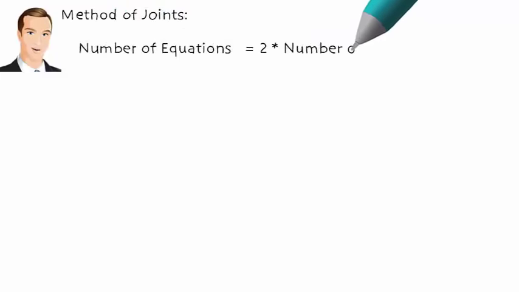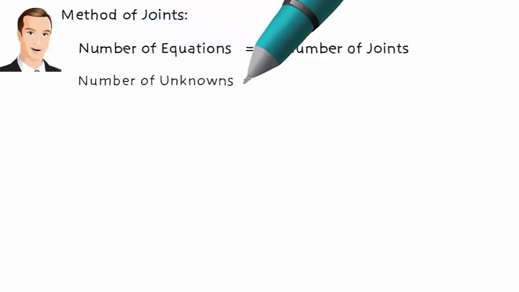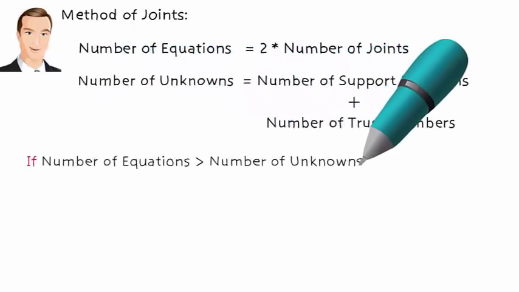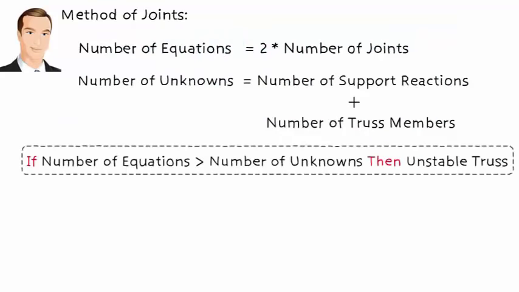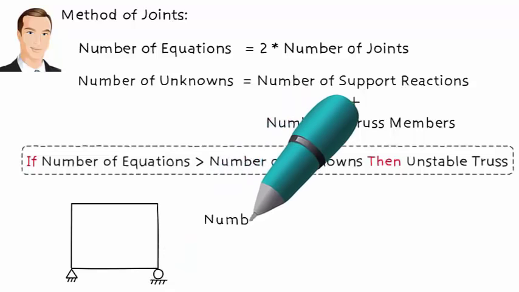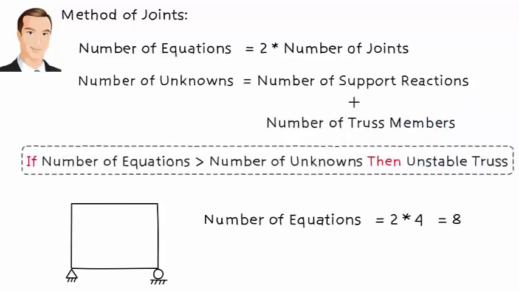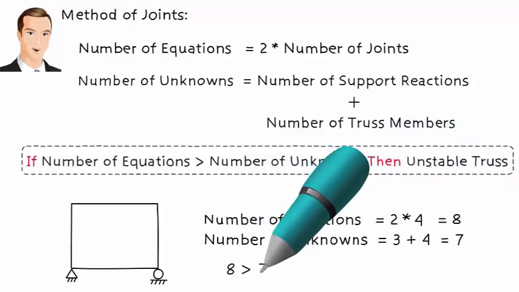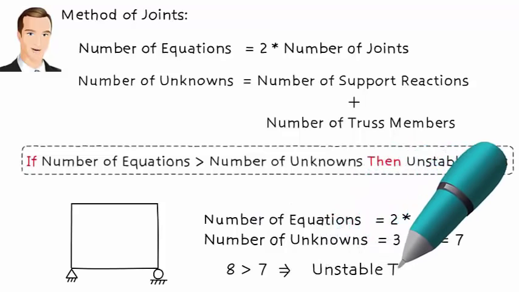Sometimes, we may be able to determine if a truss is unstable by counting and comparing the number of equilibrium equations with the number of unknowns. Recalling the method of joints, the number of joint equilibrium equations in a truss equals 2 times the number of joints. And the number of unknowns equals the number of support reactions plus the number of member forces. If the number of equations is greater than the number of unknowns, the truss is unstable. So here we have 8 equations, but only 7 unknowns. So the truss must be unstable.